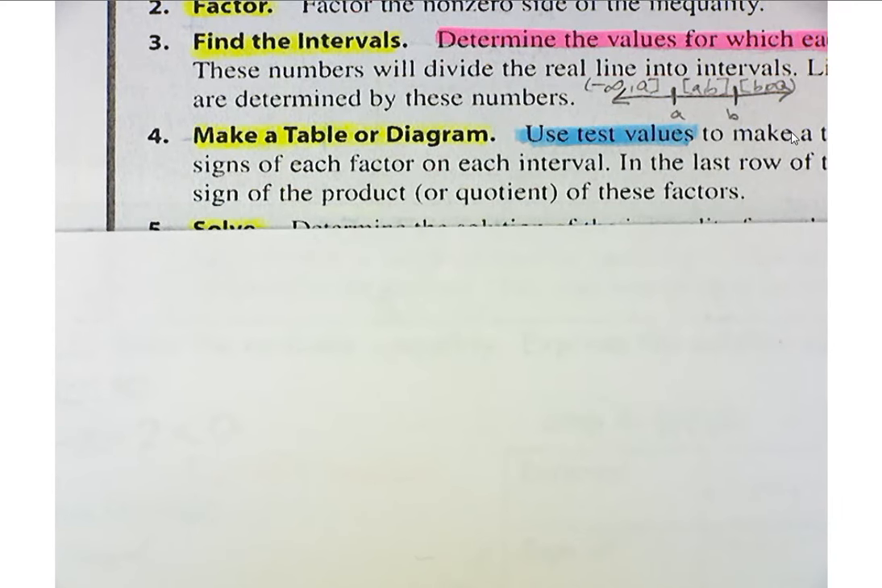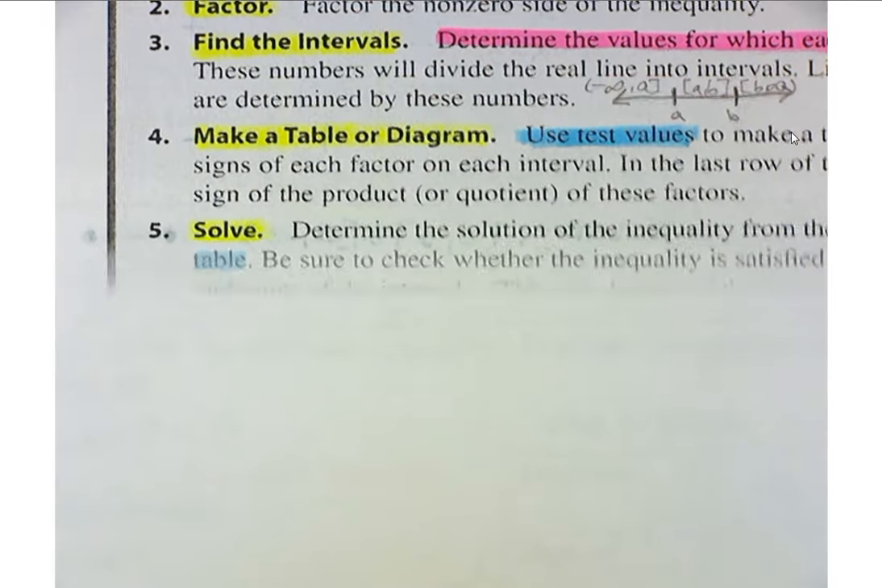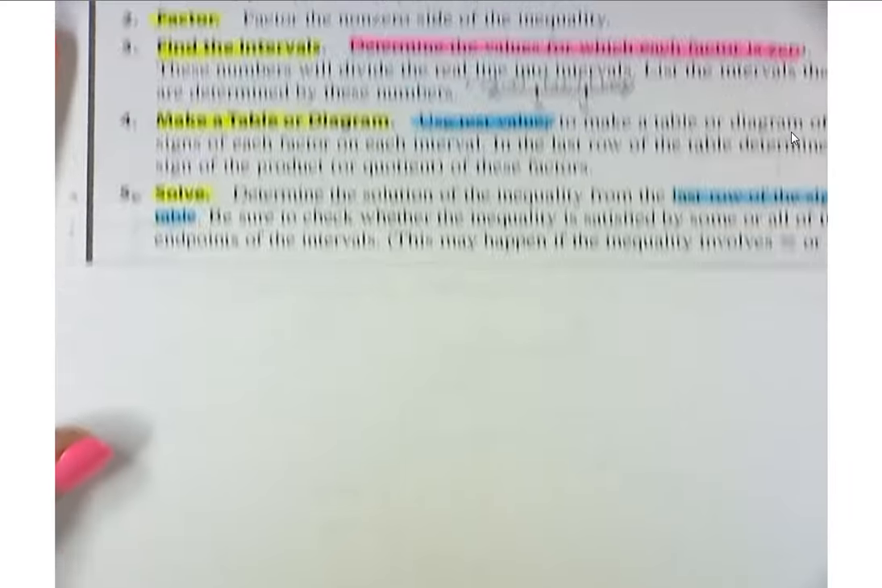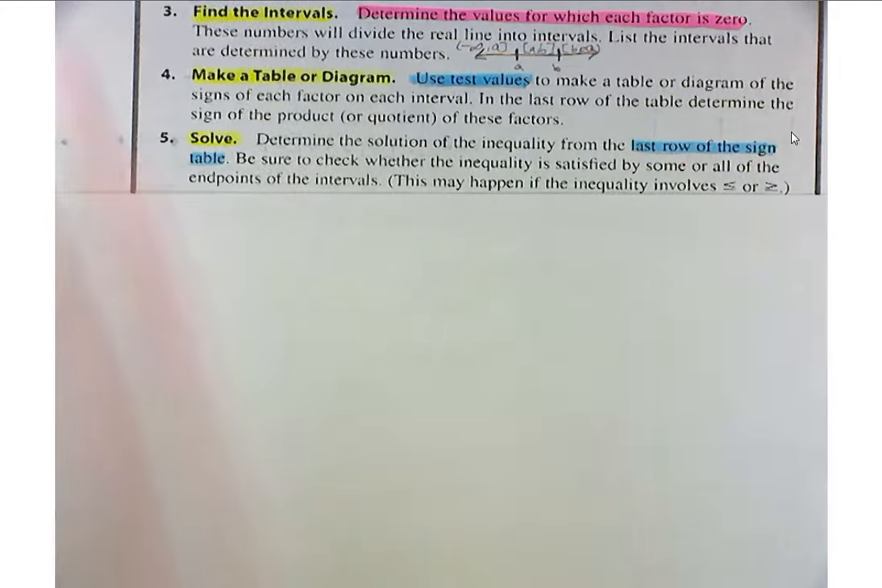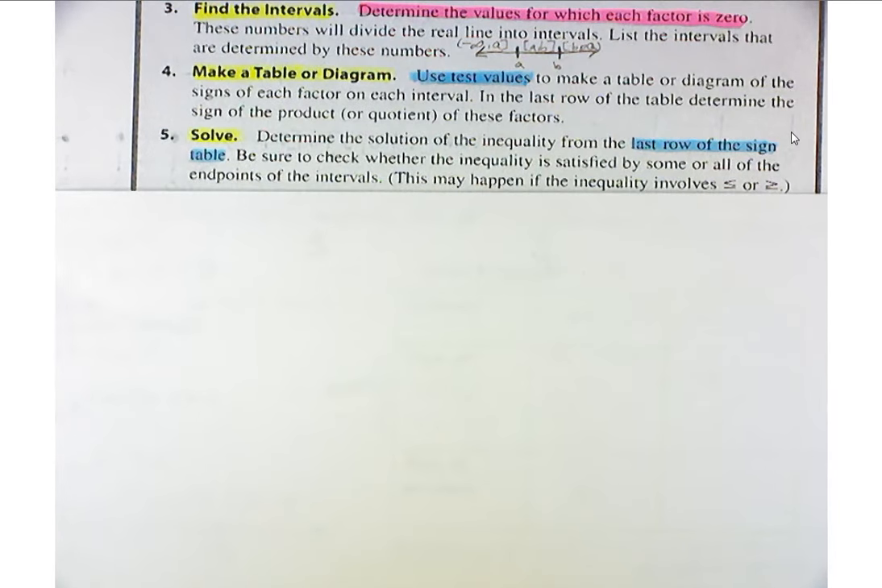And then finally, you are going to solve. When you solve, you're going to be using your diagram. In particular, you're going to be using the last row. You might want to highlight or underline that you're going to be using the last row of your sign table.